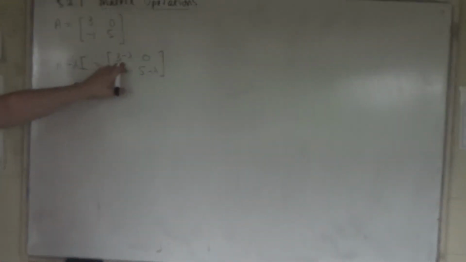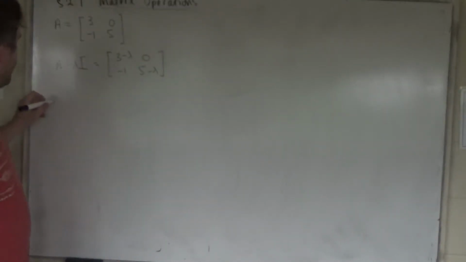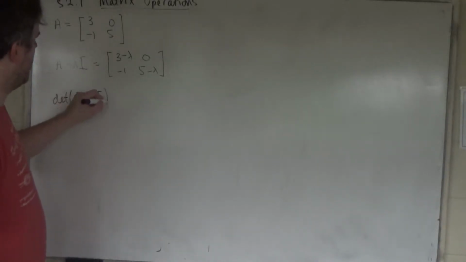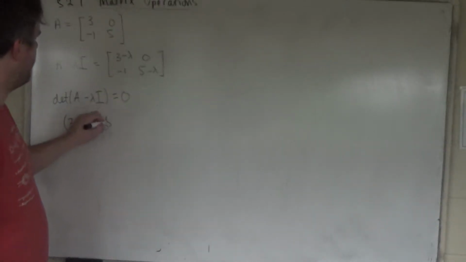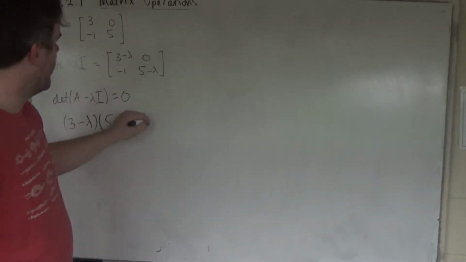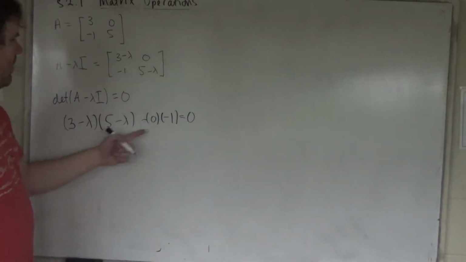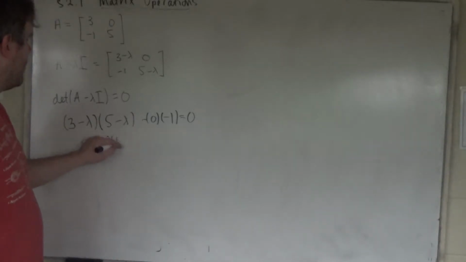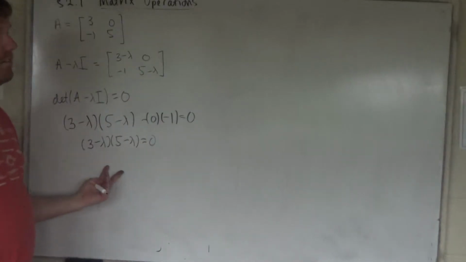So our auxiliary matrix is 3 minus lambda, 0, -1, 5 minus lambda. The first thing that I want to do is find the eigenvalues by setting the determinant of this matrix equal to 0. And in this case, something kind of special happens. Well, special isn't quite right. Something convenient happens. 0 times -1 is just 0, so I could write this as 3 minus lambda times 5 minus lambda equals 0. This is already factored.